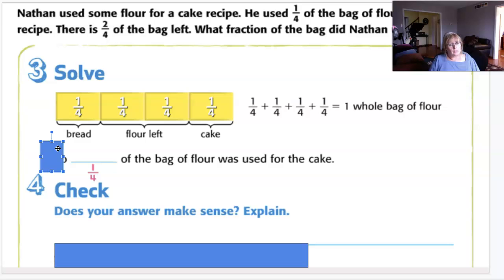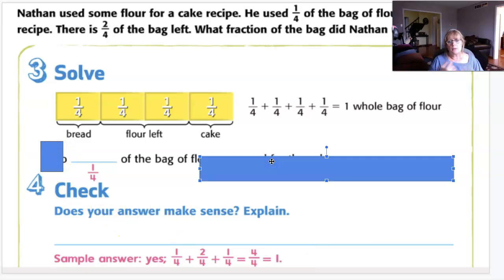Finally, and I know you guys don't like to do this, we always need to check our answers. Working with math, it would really benefit you to always go back and make sure that your answer makes sense, especially with word problems. So here's what they have for check. The sample answer is: yes, it does make sense, because 1/4, which is for the bread, plus 2/4, which is the flour left over, plus 1/4 that we think is the cake would equal 4/4, or the whole bag of flour. Pretty easy, right? That's what I thought.